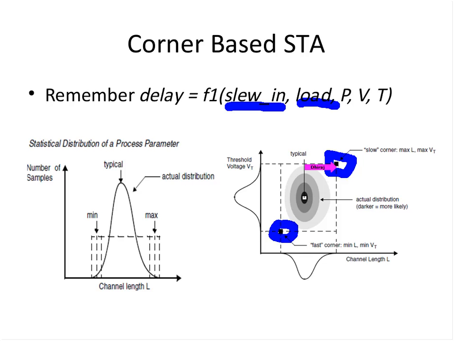most of the chips manufactured under such conditions will probably meet frequencies which are greater than, maybe at least 10 to 20% greater than 1 gigahertz. It might also happen because STA is pessimistic, right? Probably you will appreciate the pessimism of the corner based STA when we discuss variation, right?